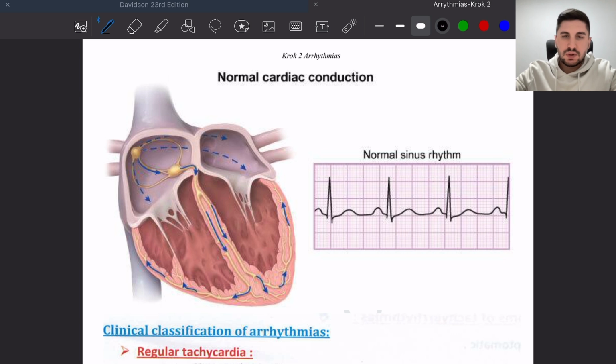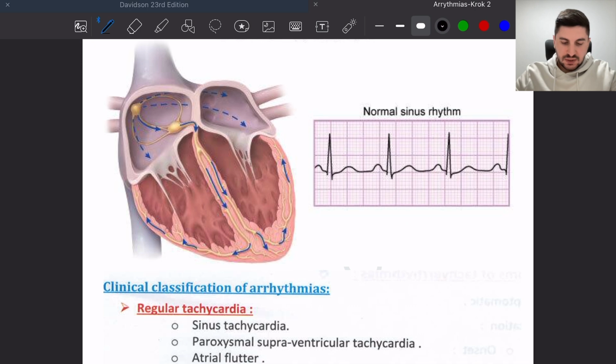Today we will speak about arrhythmias, one of the important topics in Krok 2, and there are many questions coming about it recently. It's also challenging because there is a lot of information about the treatment and about how to diagnose arrhythmias.